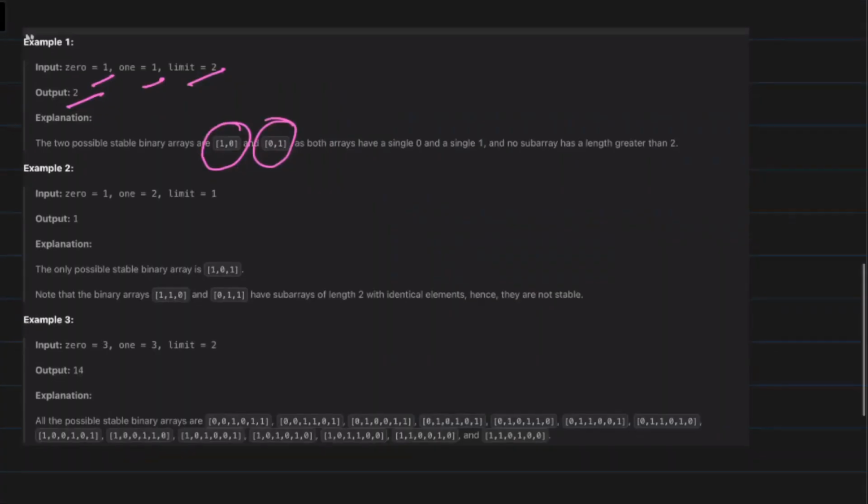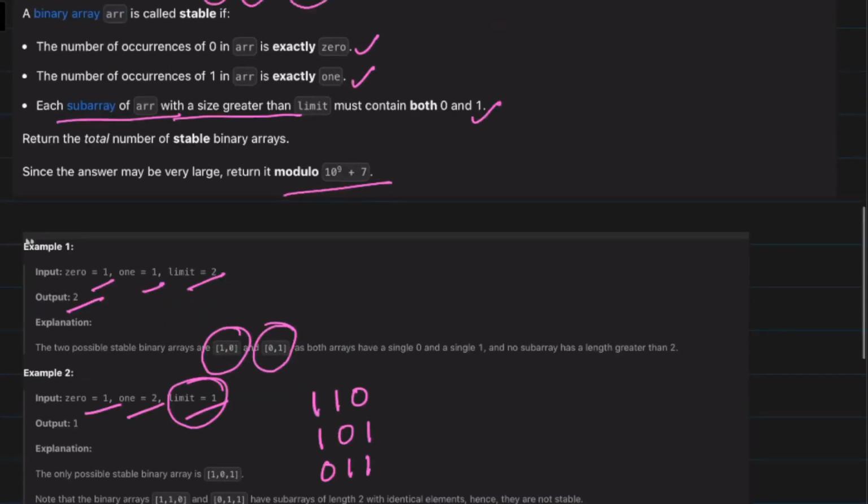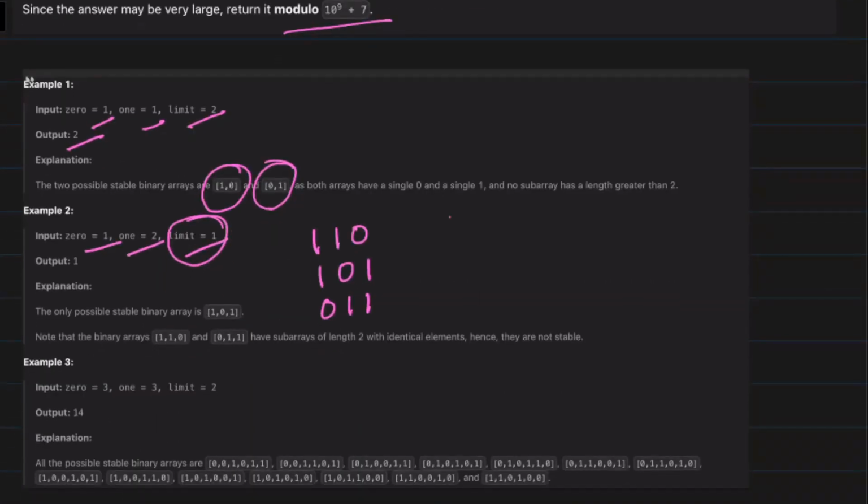Let's look at the second example. Here we have zero equal to 1, one equal to 2, and limit equal to 1. So here, we have three possible binary strings. One is 1, 1, 0. Another is 1, 0, 1. After that, we have 1, 1, 1. Here we have limit equal to 1. In the third condition, it is talking about subarrays with size greater than limit, so greater than limit means our size is 2. We are interested in size 2 and more than that.